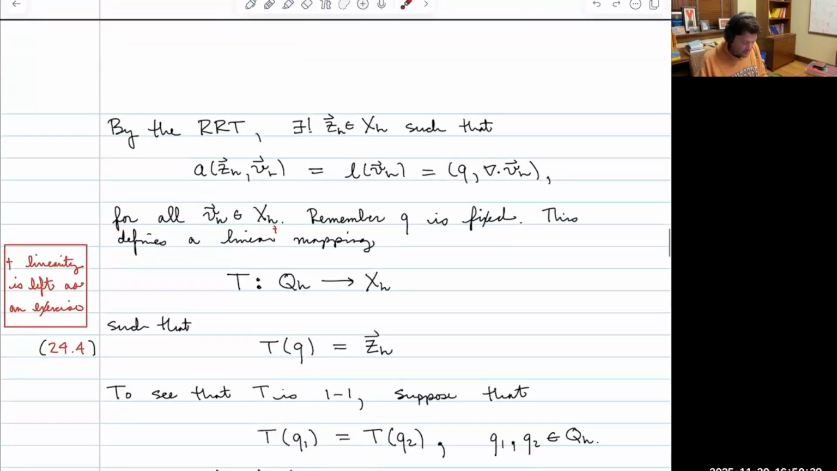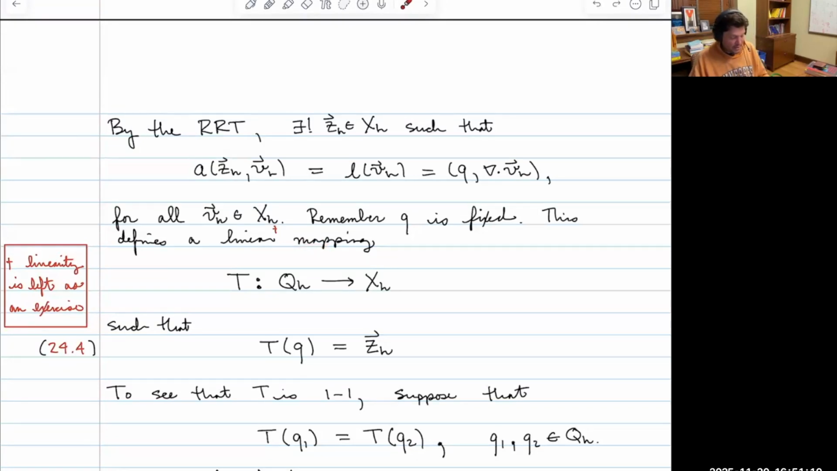Okay, so that defines a linear mapping, and we're going to write that linear mapping just like that. T of Q is that ZH which I produced from this problem. So every fixed Q gives a fixed ZH. So this is like mapping Q to ZH. Now, why is this mapping linear? I'm going to leave that as an exercise. Okay, the mapping is linear.